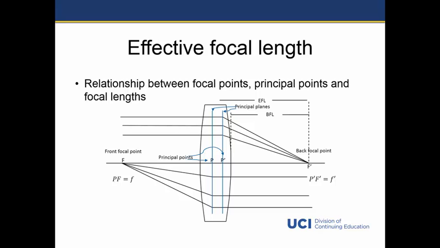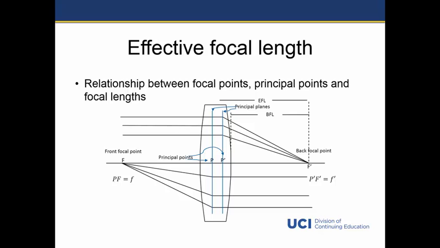Similarly, we said that if we have light coming from the front focal point, it will emerge from the optic collimated. So here is my front focal point, my back focal point. This is a system in air, so the front focal distance is equal to the back focal distance. But again, the focal distances are measured from the principal points.